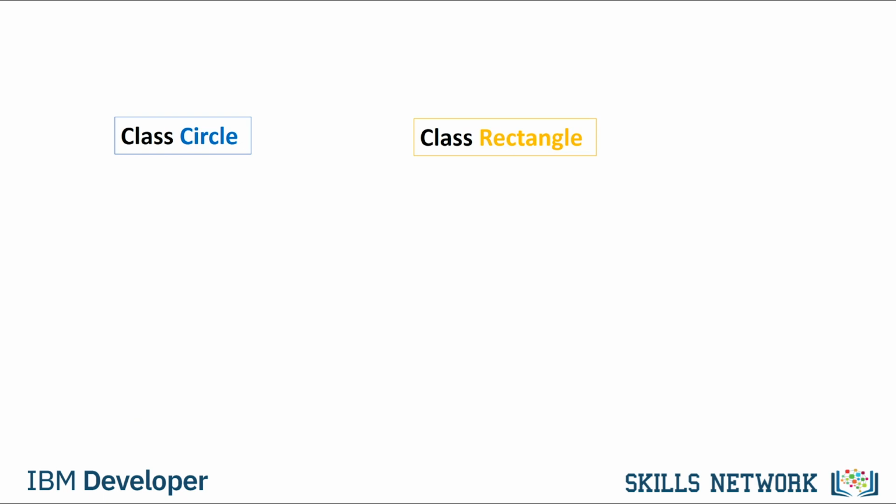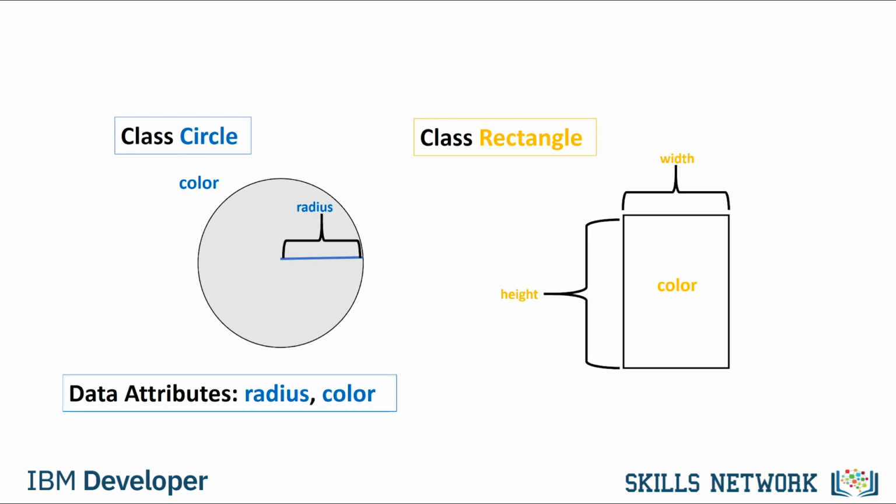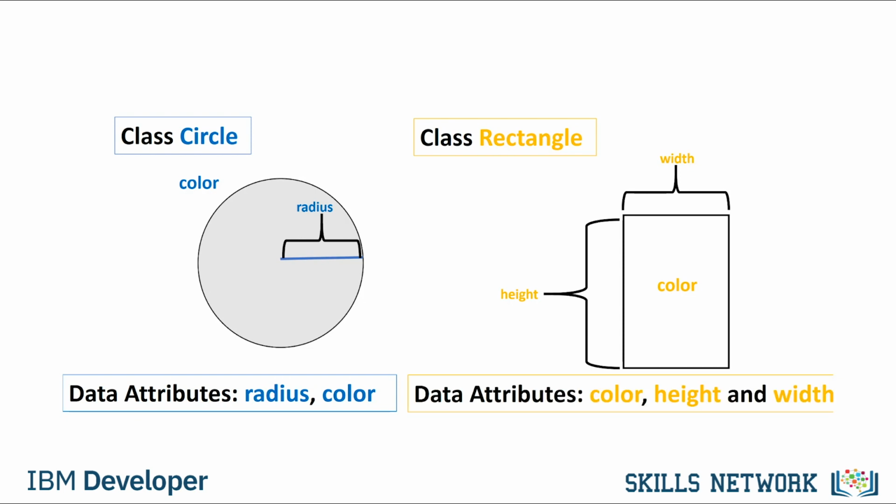Let's think about what constitutes a circle. Examining this image, all we need is a radius to define a circle, and let's add color to make it easier to distinguish between different instances of the class later. Therefore, our class data attributes are radius and color. Similarly, examining the image, in order to define a rectangle, we need the height and width. We will also add color to distinguish between instances later. Therefore, the data attributes are color, height, and width.